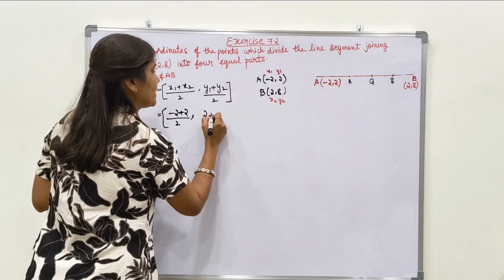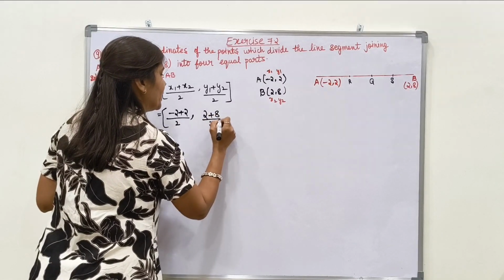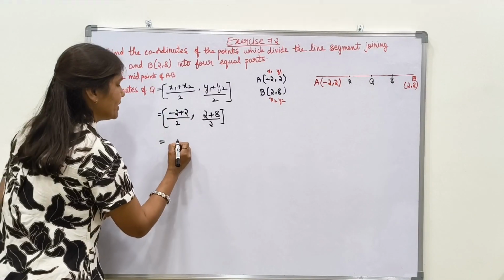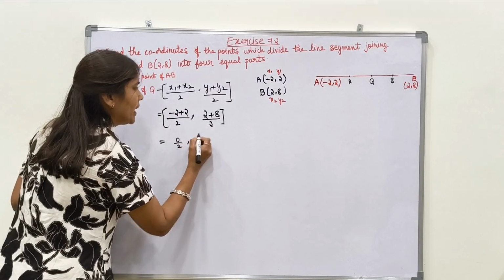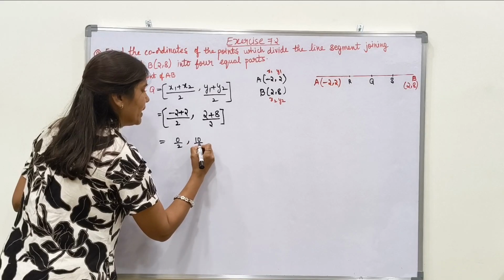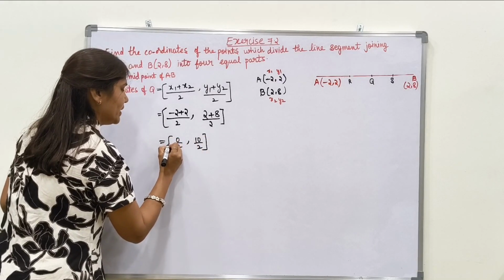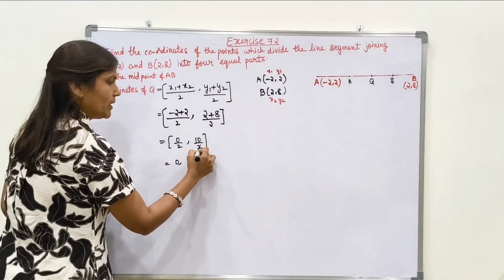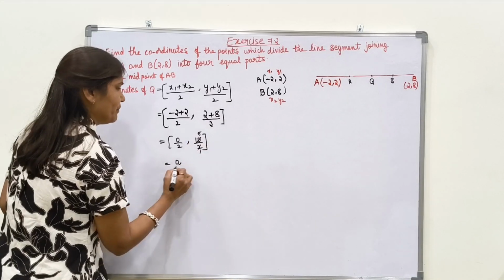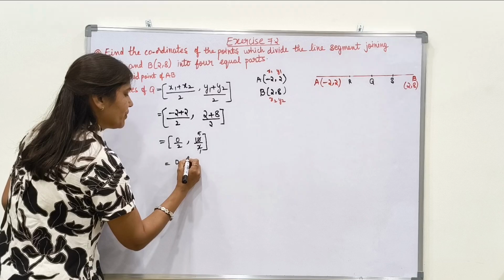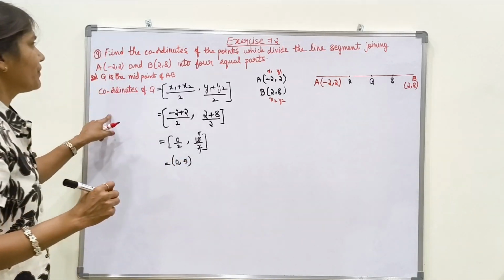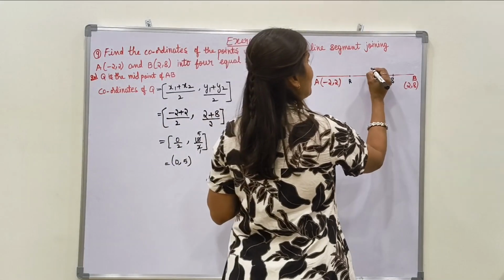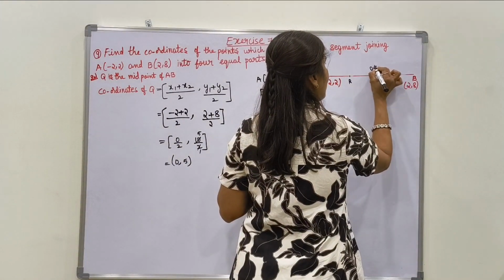So 2 plus 8 divided by 2. Now simplification is possible. Minus 2 plus 2 is 0, 0 by 2, and 2 plus 8 is 10 by 2. Now here, 0 by 2 means it is 0. 0 by something is 0. Cancel is possible. 2 ones are 2, 2 fives are 10. So 0, 5. Which coordinates? Coordinates of Q. What answer came? 0, 5. This Q coordinates 0, 5 came.